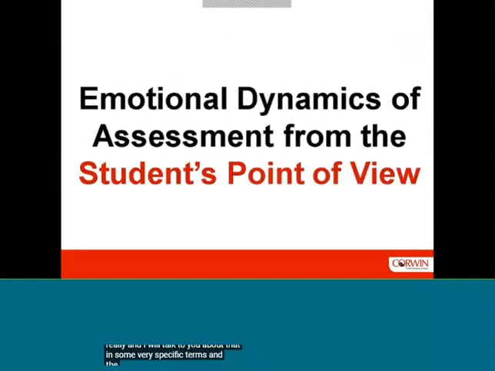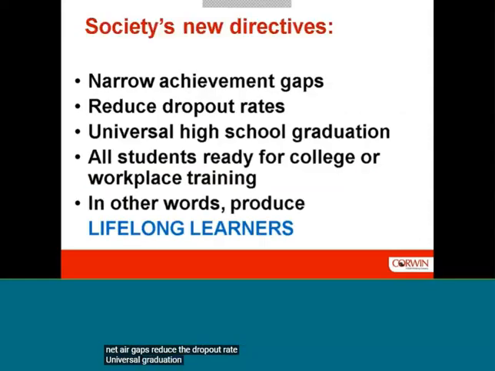And there are dimensions of the assessment environment, the typical emotional dynamics of being evaluated, assessed, from the student's point of view. Student, again, back in your days in school, you see what I mean here. Remember society's directives. Narrow the gaps. Reduce the dropout rate. Universal graduation. Everybody ready for college and workplace training. Everybody striving for excellence. If we got kids giving up in hopelessness, then forget about all of this, because that ain't going to happen.